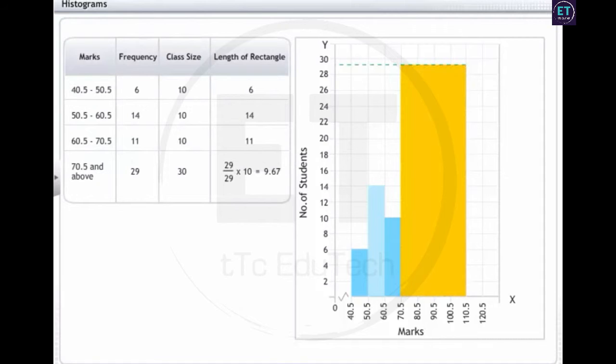The calculation is simple as shown here. Thus the height of the class interval 70.5 and above will be 9.66 and not 29.